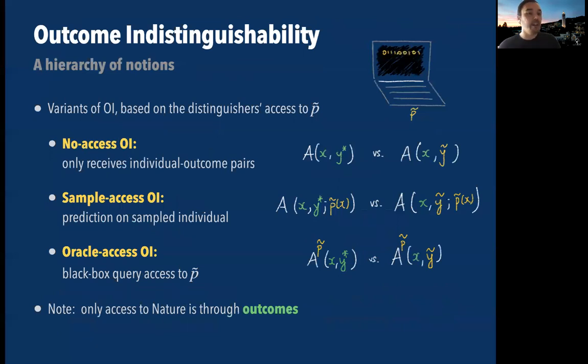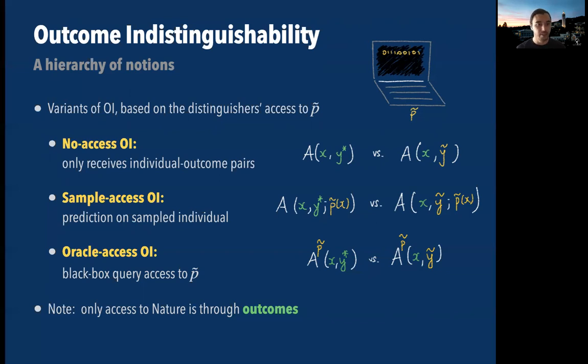So good. So earlier I presented a specific definition of OI. In fact, in the paper, one of our main contributions is not just defining a single notion, but a hierarchy of notions of various different variants of OI based on the access that the distinguishers get to the prediction model itself. So in the first level, no access OI, the predictors only receive individual outcome pairs. They don't get to see the prediction at all.